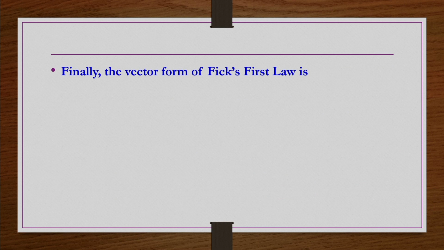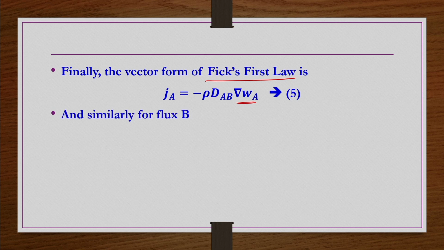So, in the vector form, now we are going to write Fick's first law. What we have seen, J A is equal to minus rho D A B and then the concentration gradient. That concentration gradient we are writing in the vector form, so del W A. So, J A is equal to minus rho D A B del W A, right. Similarly for B, J B is equal to minus rho D B A del W B.